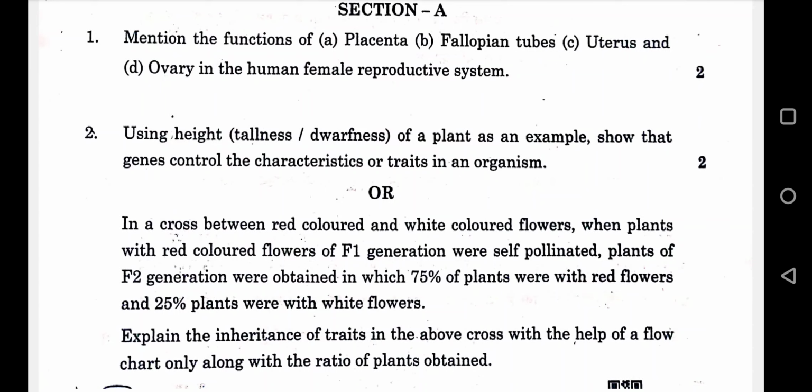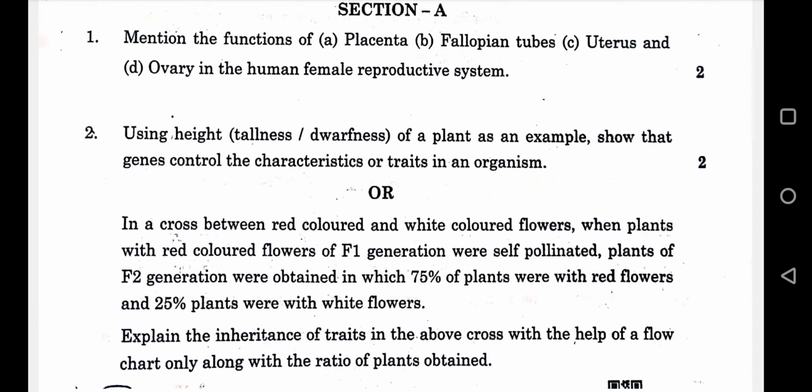So today we are going to discuss the science term 2 paper which was held on 10th May. Section A, first question: mention the function of placenta, fallopian tube, uterus and ovary in the human female reproductive system. It is a really easy question. You have to just write the function of placenta. The placenta helps the fetus with nourishment, respiration, excretion, and all transmission of nutrients is from the placenta only.